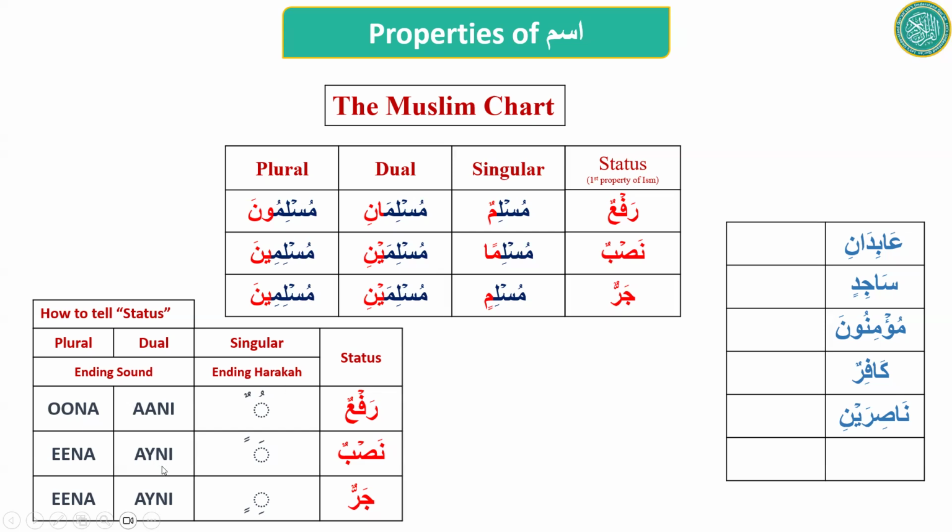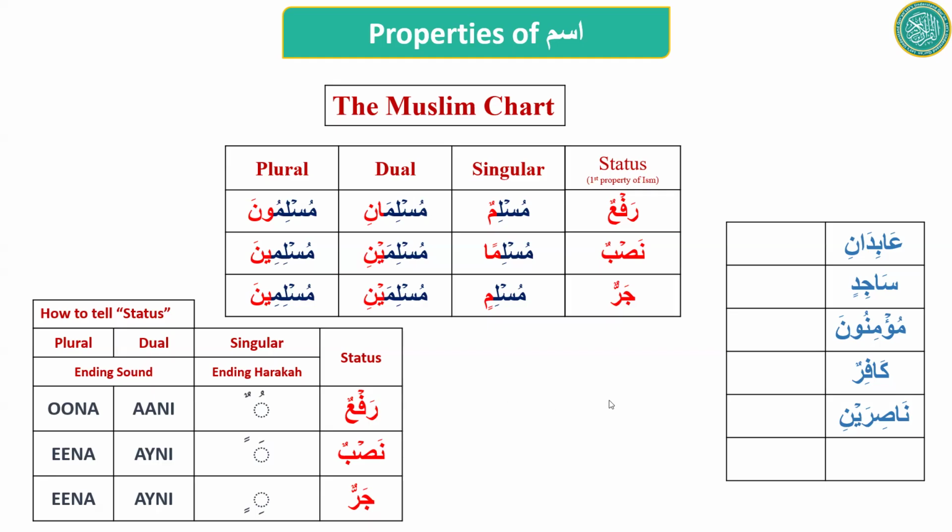Muslimaini, Maini, Aini. And for the last two, Nasiraini could be Nasab or it could be Jar. We don't know. It could be either of the two. But when it is used in the Quran, it will be either Nasab or Jar, and we will know at that time, because when it is used in a sentence, then we can figure it out. Is it Nasab or Jar?